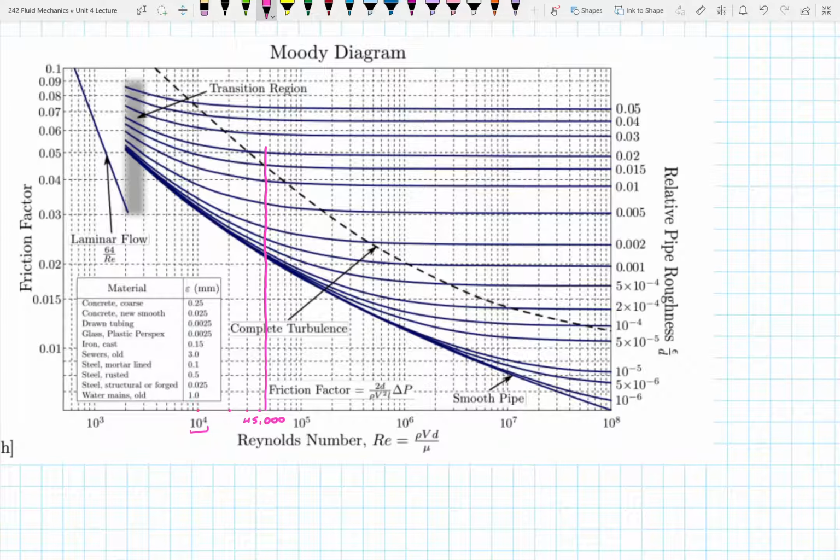Alright, so now that we have that, we can go over here and look at our relative pipe roughness. So our value was 8 times 10 to the negative 5th, which is going to bring us somewhere in between these 2 points. But you'll notice that as we get further along in the graph, these two lines, this one and this one, come together.